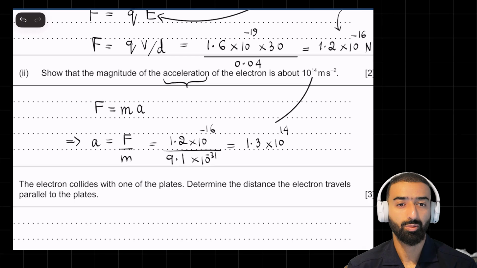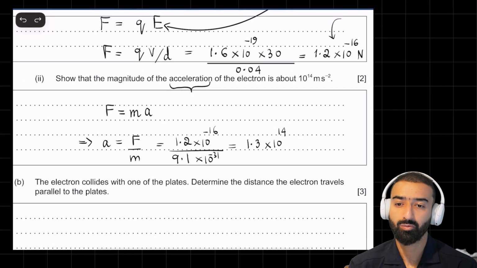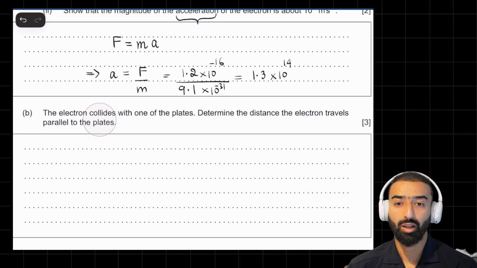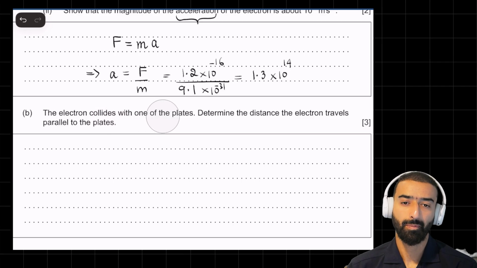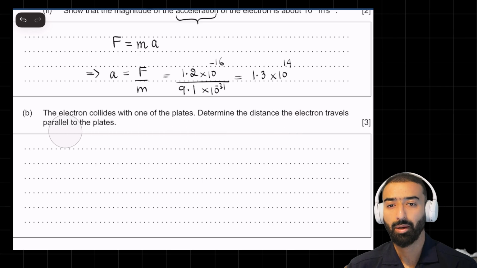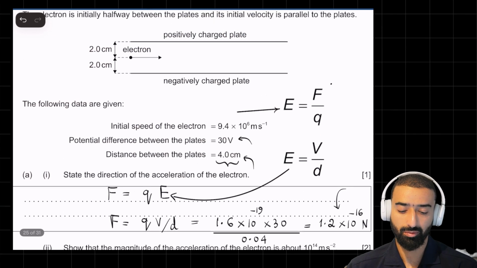The acceleration should be about 10 to the 14. That's what we end up with. All right, great. Let's move on. This one is for 3 points. The electron collides with one of the plates. Determine the distance the electron travels parallel to the plates. Let's go back to the top of the problem.